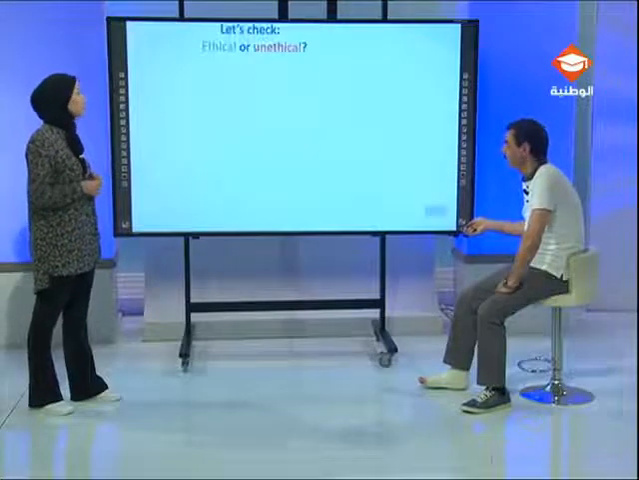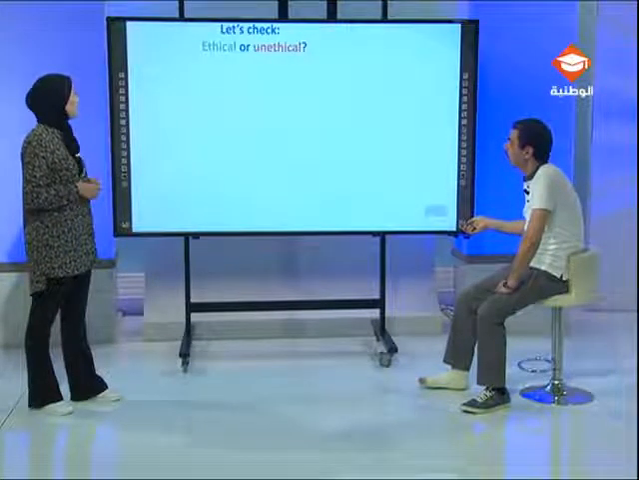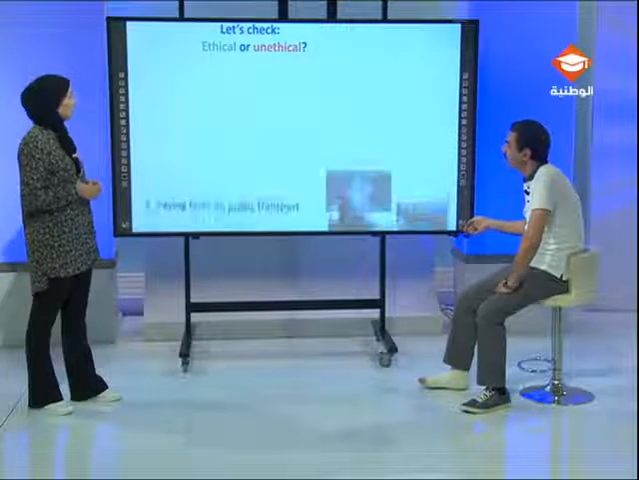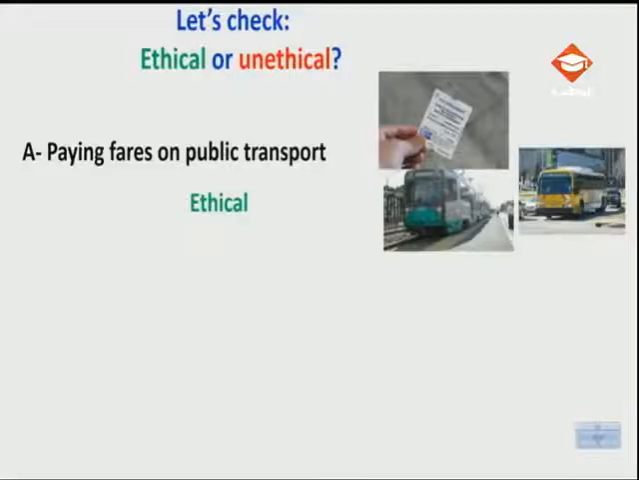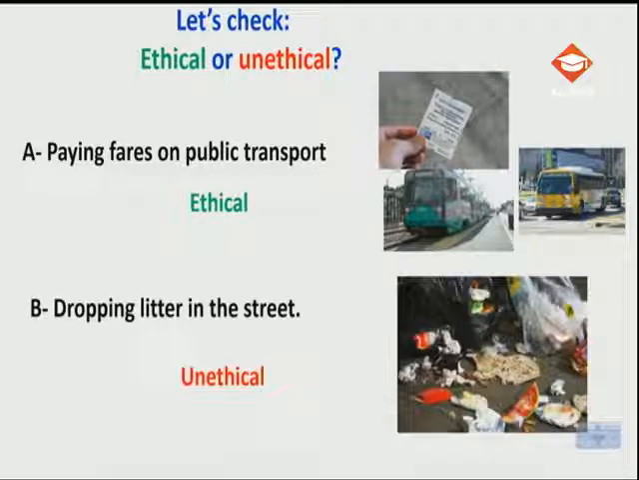Let's check your answers, although I do not really doubt that you made any mistakes. I'm also confident. You're growing more and more confident, and this fills me with happiness. So as you can see, paying fares on public transport goes with those three visuals, and it's ethical, as you said. The green color tells you that it's moral or ethical. Dropping litter in the street, very common, unfortunately, and it is unethical.